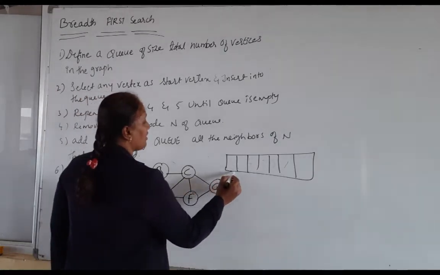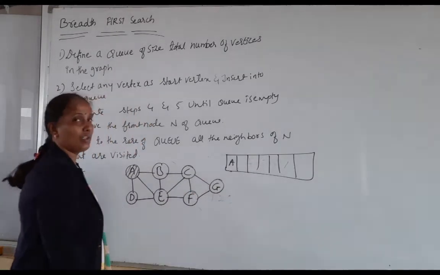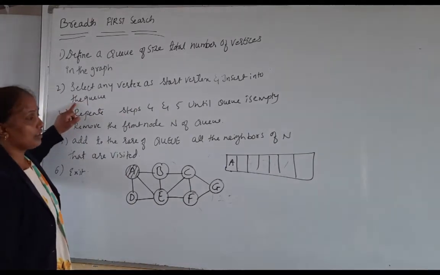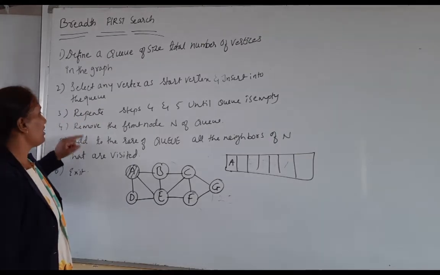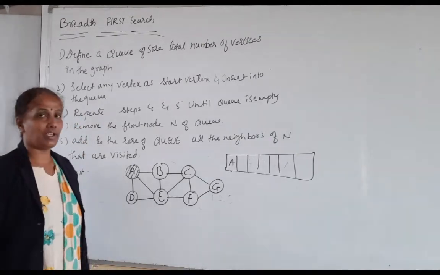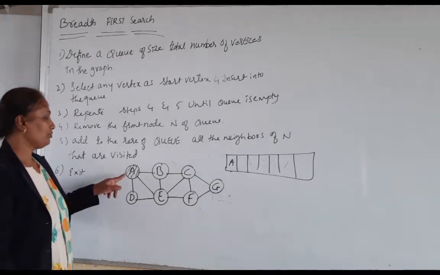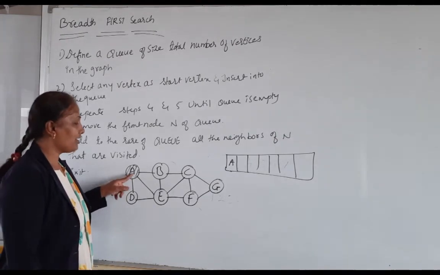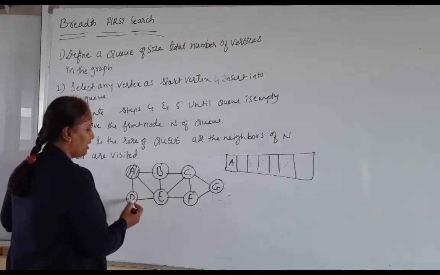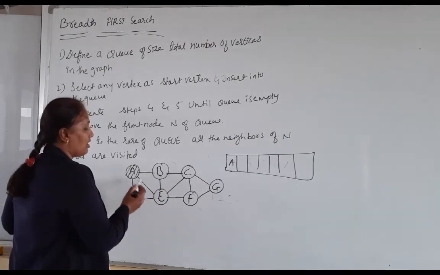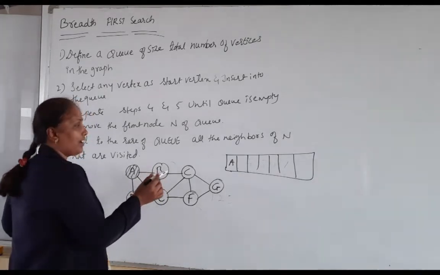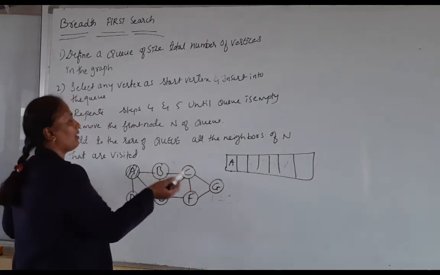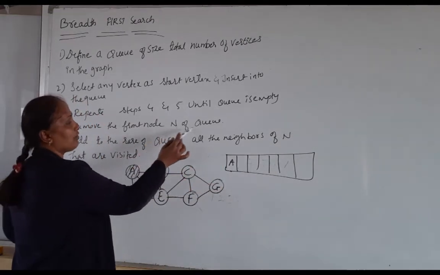So I will make an entry of that in the queue according to the second step. After that, I am going to repeat steps 4 and 5 until the queue becomes empty. So now A I mark. What are the neighbors of A? B, D, E are the neighbors. So I am going to make an entry of these neighbors in the queue from the rear side, and I am going to delete the front element, remove the front node n from the queue.